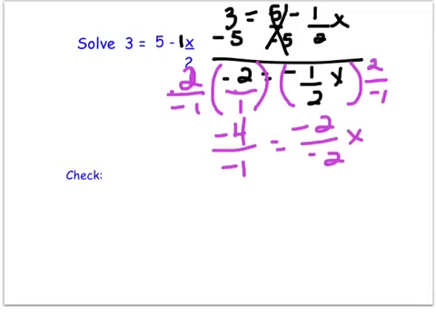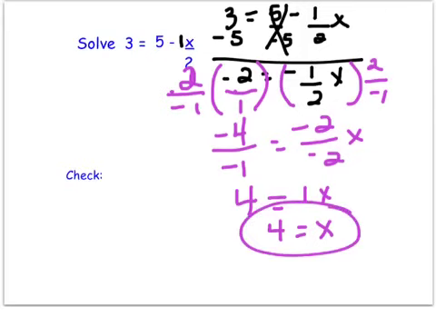All right, negative 4 divided by negative 1, you get 4. Negative 2 divided by negative 2, I get 1x. So I know that 4 equals x. That is pretty cool. Okay, so let's go back and check. Wherever I see x, I'm going to put 4.